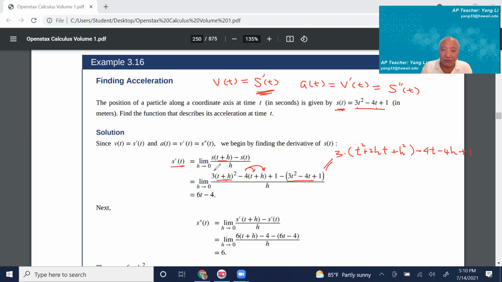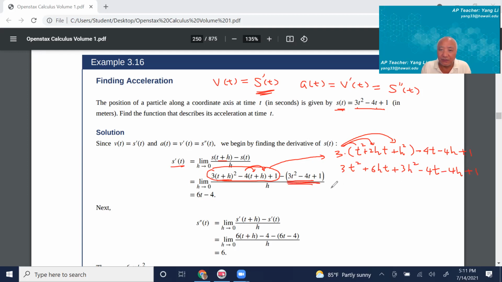But I'm doing just this part first, okay? I put this part equal to this now. And then we simplify further, distributing. So this is 3t squared plus 6ht, because 3 times 2 here. And then you plus 3 times h squared. And minus 4t, right? Minus 4h and plus 1.